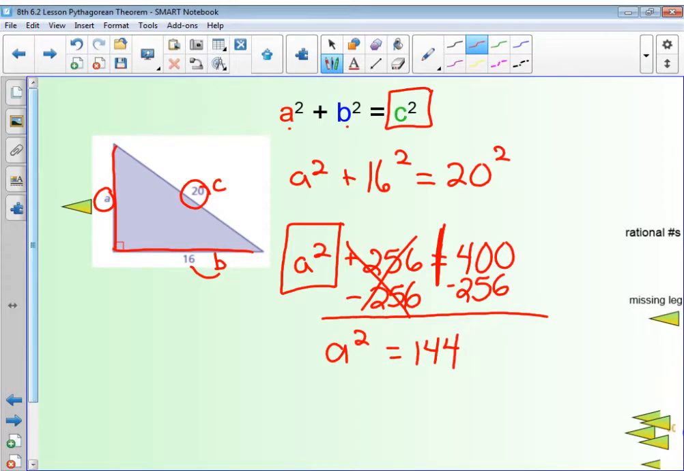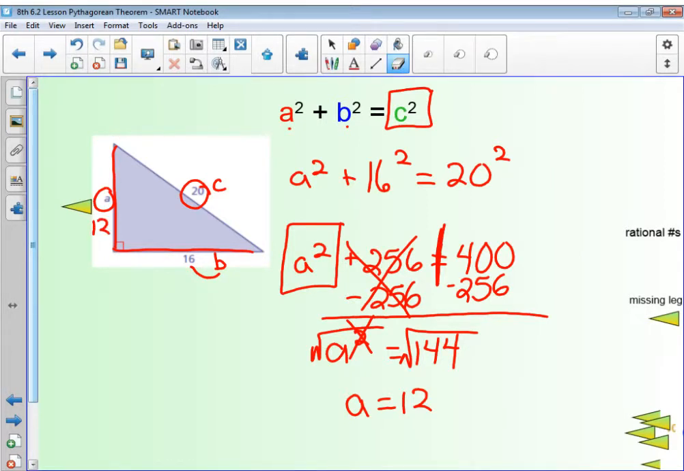Now I still want to get it to just be an A. So to get rid of that squared, I'm going to do the square root to cancel that out. So the square root, because those are opposites, of 144 is 12. So I just found out that A equals 12. So my A length is 12. That makes sense. It's my shortest side. When I'm looking at it, I can visually see that it is my shortest side, and that is my smallest number.